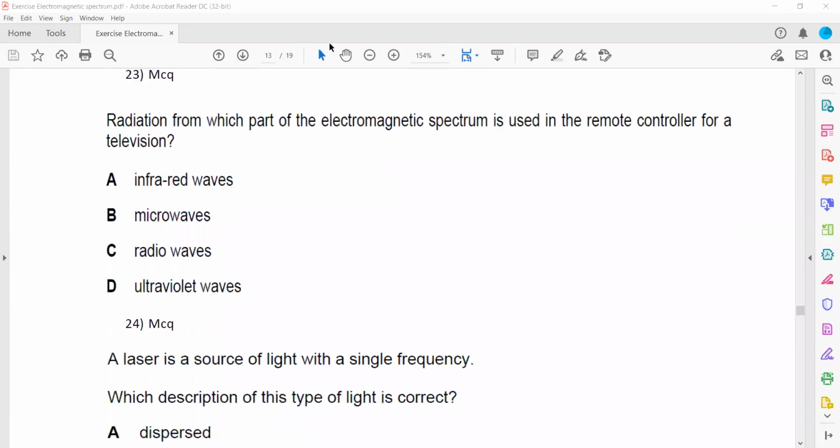Radiation from which part of the electromagnetic spectrum is used in a remote control? That is A. Microwaves are used for satellite communication, radio waves for terrestrial communication. Ultraviolet is used for sterilizing, to kill bacteria, or used in fluorescent lamps. Bulbs are there. We use this ultraviolet.